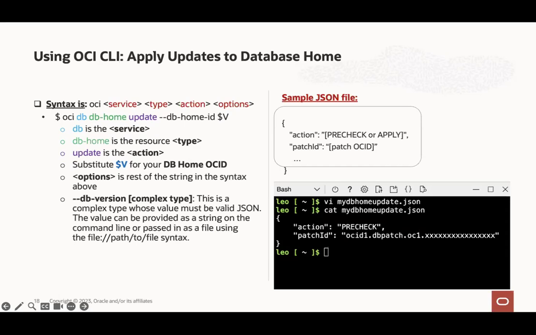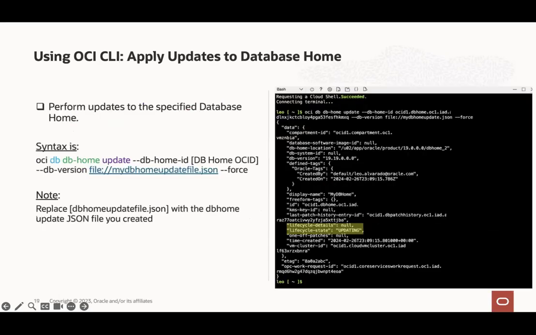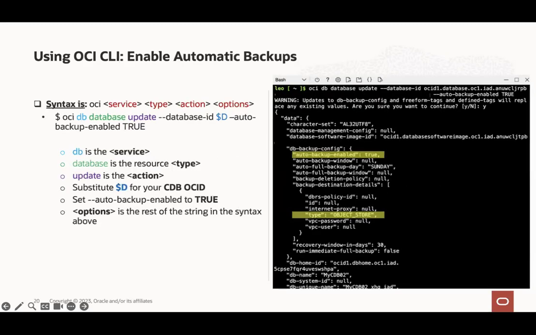So once you have that JSON file prepared, you can just use the CLI command for db home update, and for the db version, you just need to supply this JSON file. Here for this example, we're just doing a pre-check for that specific update. After you run this, you'll see in the output that the lifecycle state changed to updating, meaning it's now started to run a pre-check for that update for that database home.